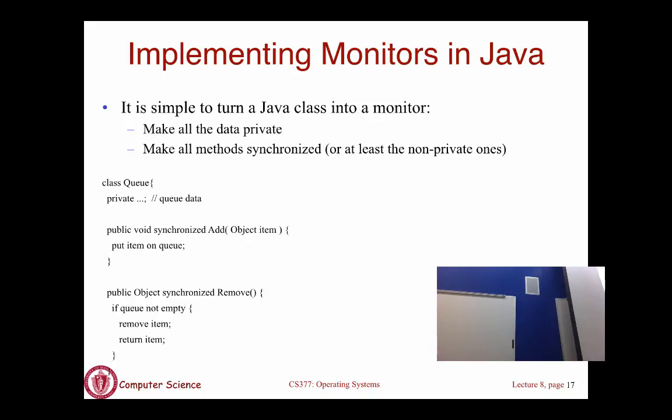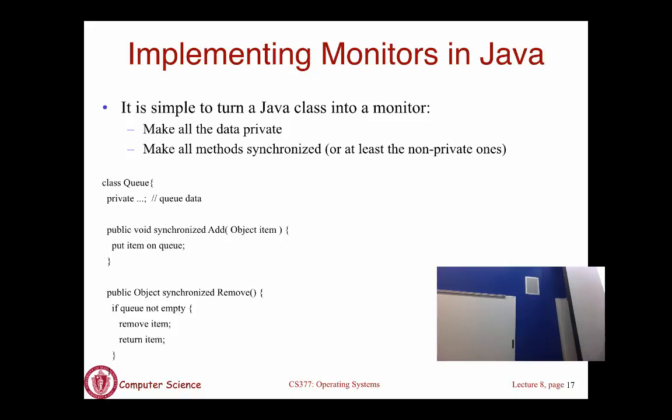If you're adding something to the queue, you don't want another thread to be removing something at the same time. And the way you're going to do this is you simply add the word synchronized in front of the add method and synchronized in front of the remove method. In doing so, this class has now become a monitor. And internally, Java will ensure that there's a lock associated with a queue object that you instantiate with this class.